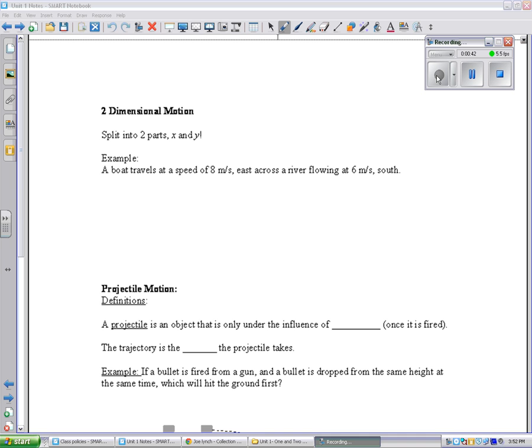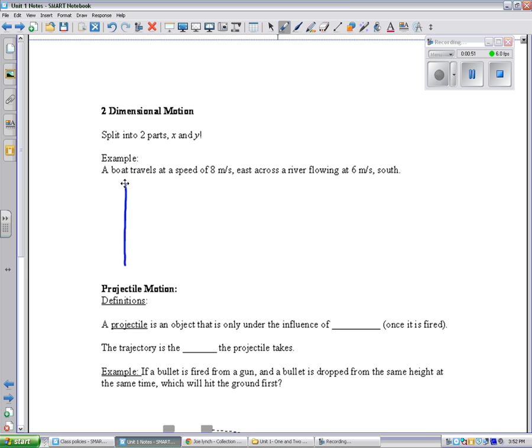Here was one example. A boat travels at a speed of 8 meters per second east across a river that's flowing at 6 meters per second south. So I can kind of draw, here's my river. Here's the boat. It's going to start over here, and it's going 8 this way. And the river is going at a velocity of 6 this way. And let's say that this river is 24 meters wide. And I want to know, for instance, how long it'll take to get across the stream, or how far down the stream it'll go by the time it gets to the other side.